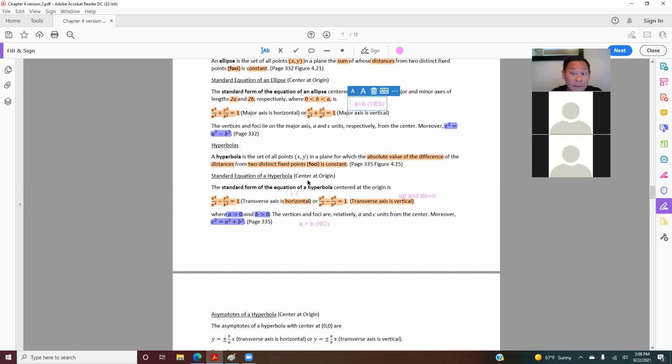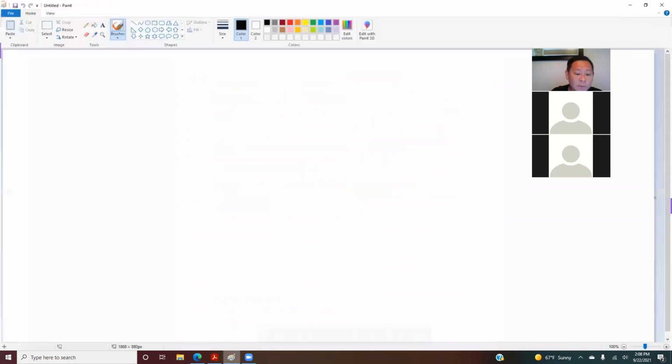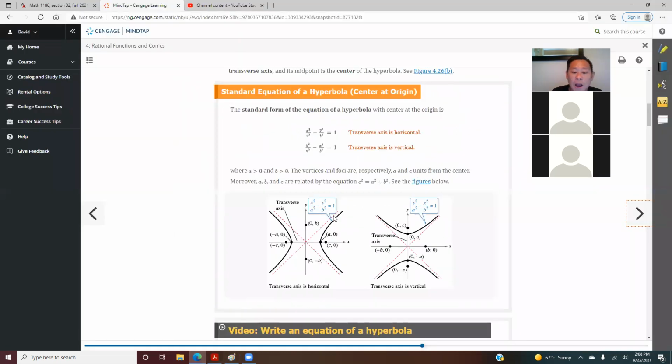It doesn't state that. Okay. Because when you draw me the hyperbola, it does have asymptotes. So the asymptotes will be this line. If you look at this pink dashed line, that is your asymptotes. Okay, that will be your asymptotes.